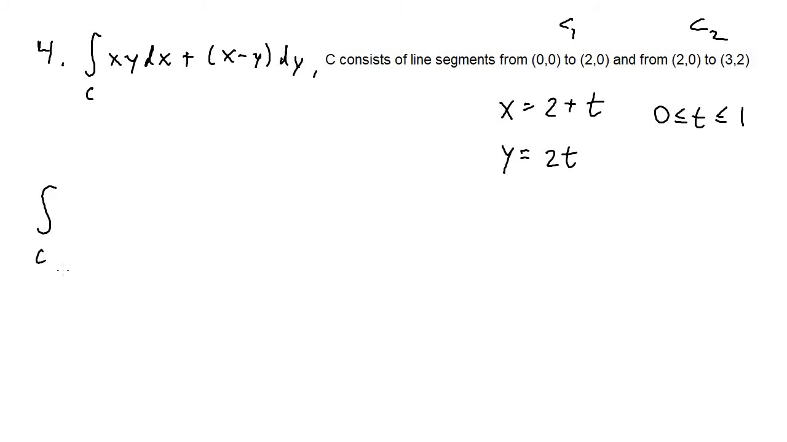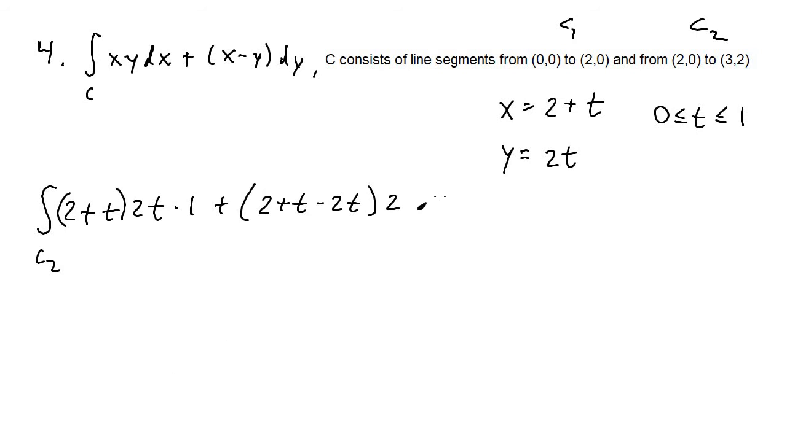So the integral along C2, now x is once again going to be equal to 2 plus t. So we have 2 plus t times y, now y is going to be equal to 2t, and then plus x times y, and then times dx. So if x is equal to 2 plus t, then dx is just going to be equal to the derivative, 1, and then plus, now we have x minus y, so x is going to be 2 plus t minus y, which is going to be 2t, and then multiply by dy, so the derivative of the y equation is going to be 2.